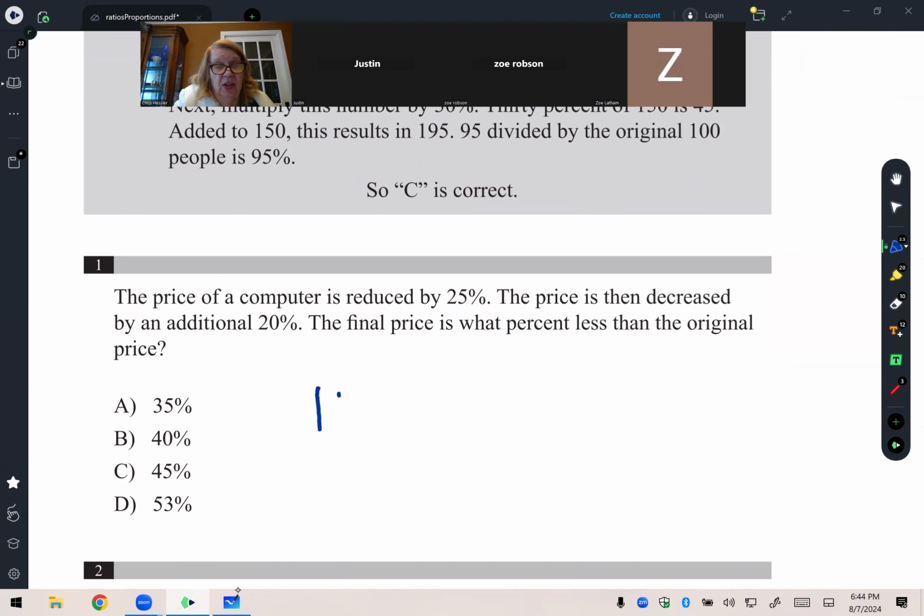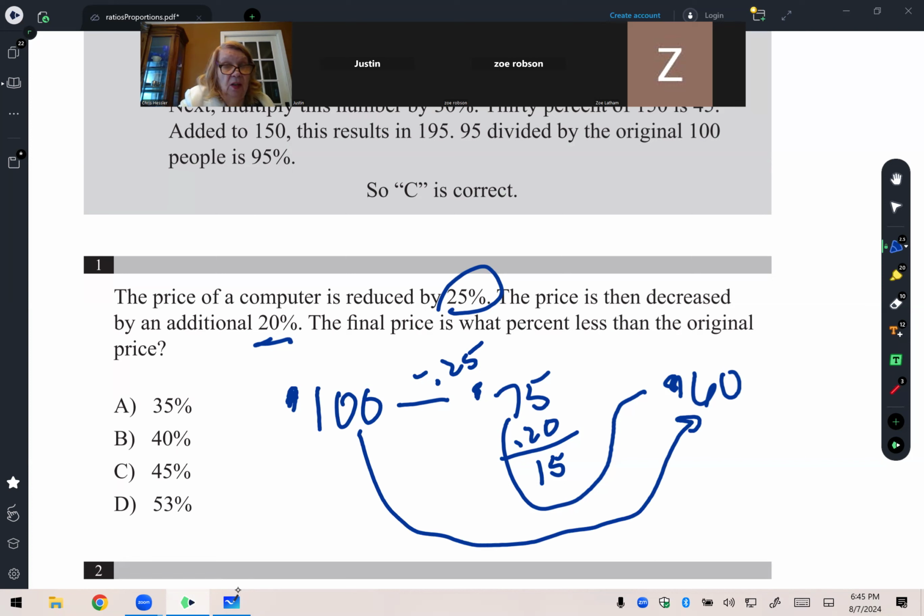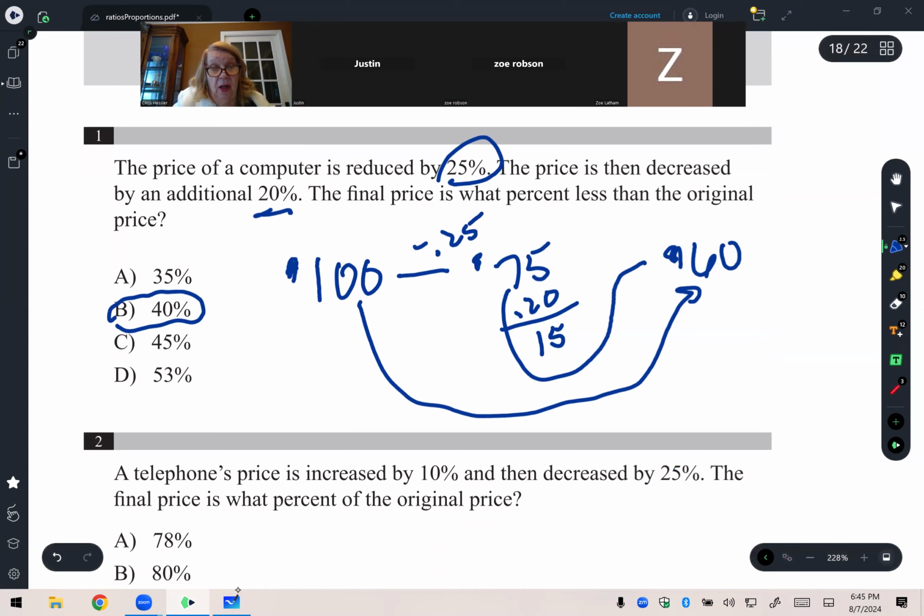So we have a computer, we're just gonna call it $100. It's going down by 25%, so it'll go down to $75. And that's going down another 20%, so we'll be taking 15. So it's going all the way down to $60. Doesn't matter that you couldn't get a computer for that. But then you see from 100 down to 60 is a 40% decrease. Does that make sense?